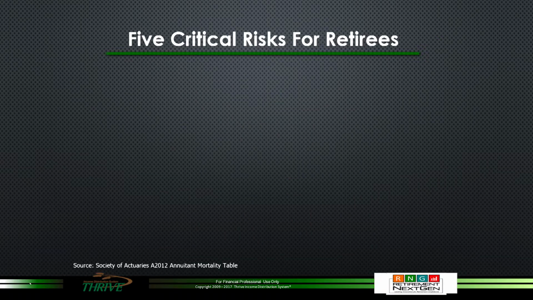So there are 5 critical risks that we now want to educate you on. Of all the 18 risks that exist, here are the 5 most critical risks that we need to work on first to mitigate. The first risk is longevity risk.